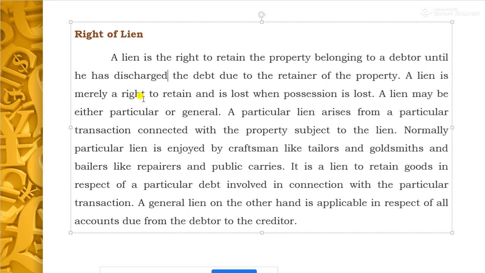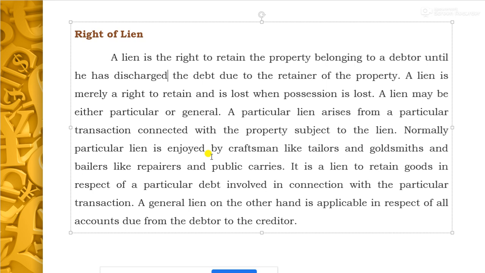ഇതാണ് റൈറ്റ് ഓഫ് ലീനിനെ പറ്റി പറയാനുള്ളത്. അതായത് സിമ്പിളായിട്ട് പറഞ്ഞു കഴിഞ്ഞാൽ ഏതെങ്കിലും ഒരു ഡെറ്റിൻ്റെ ബേസിൽ കസ്റ്റമർ അല്ലെങ്കിൽ ഡെറ്റർ ക്രെഡിറ്റർക്ക് ഒരു പ്രോപ്പർട്ടി കൊടുത്താൽ ആ പ്രോപ്പർട്ടി റീറ്റെയിൻ ചെയ്യാനുള്ള ക്രെഡിറ്ററുടെ റൈറ്റിനെയാണ് റൈറ്റ് ഓഫ് ലീൻ എന്ന് പറയുന്നത്. അത് റൈറ്റ് ഓഫ് റിട്ടൻഷൻ മാത്രമാണ്, അല്ലാതെ റൈറ്റ് ഓഫ് സെയിൽ അല്ല. ആ പൊസഷൻ കയ്യിൽ വെക്കുക എന്നത് മാത്രമാണ് റൈറ്റ്.